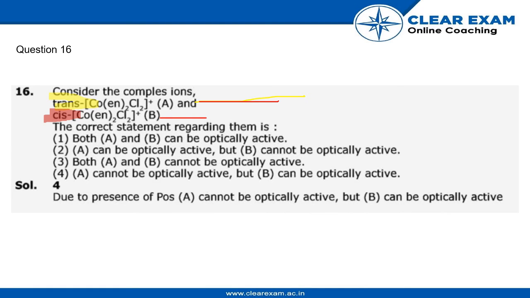But in case of cis, the similar groups will be on the same side, due to which there exists a plane of symmetry, and hence the molecule is optically active. So the answer is option number 4. Due to the presence of a plane of symmetry, A cannot be optically active, but B can be optically active.